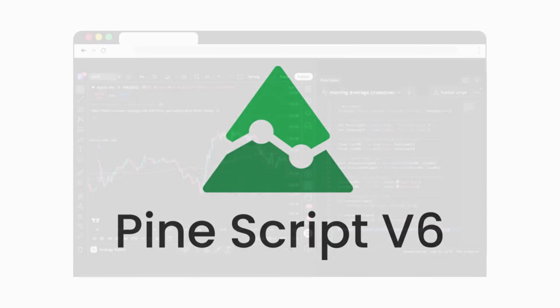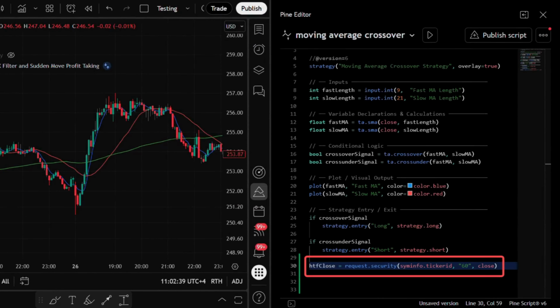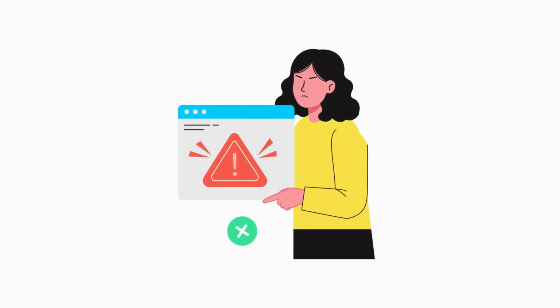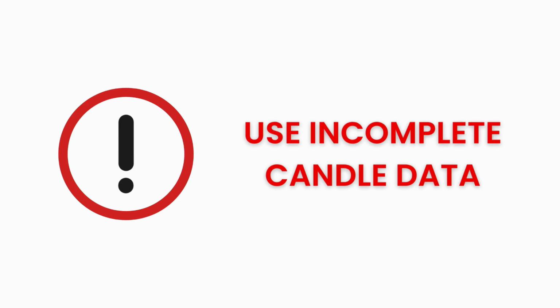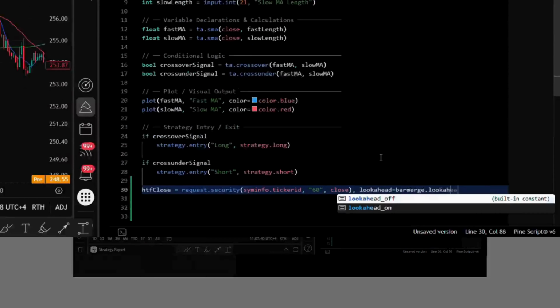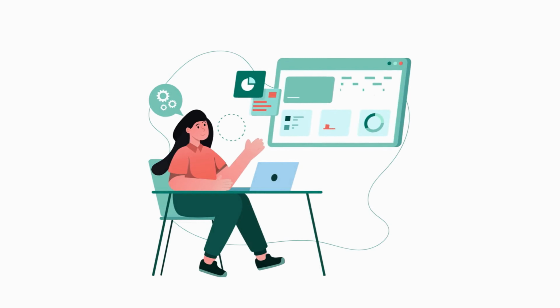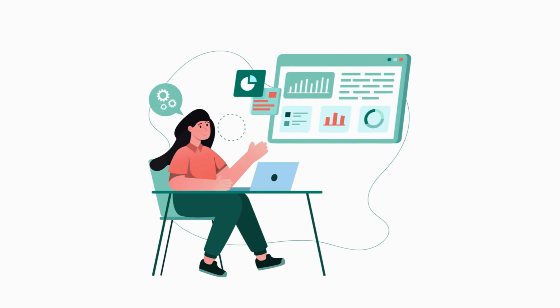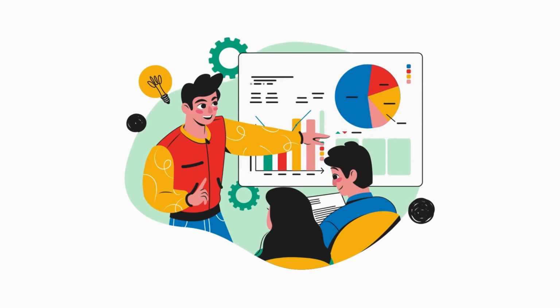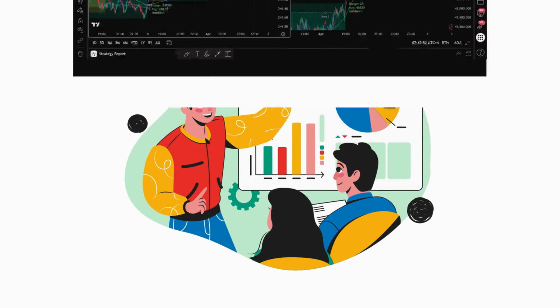In Pinescript version 6, you build this using the request.security function. It pulls data from higher timeframes. But here's the critical mistake everyone makes. They use incomplete candle data. You must use barmerge.lookahead_off to ensure you're only reading closed confirmed candles. Otherwise, your backtest looks amazing because it's cheating, using future data that doesn't exist in real trading.